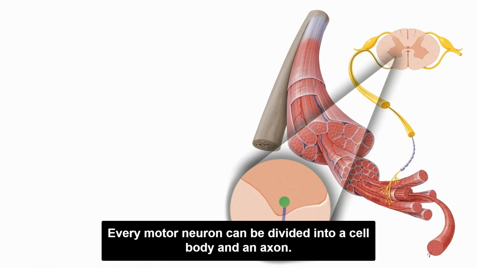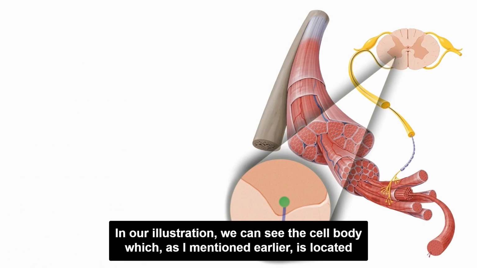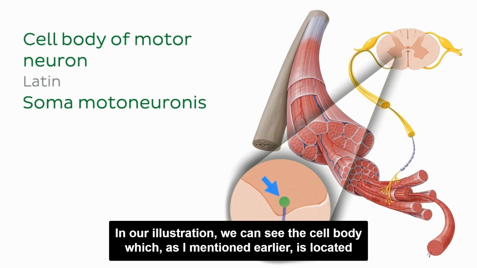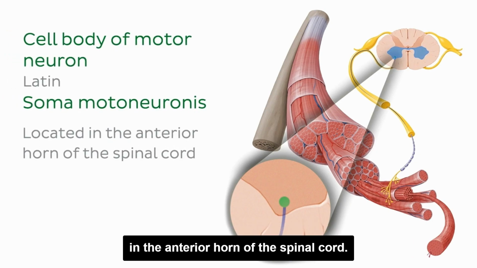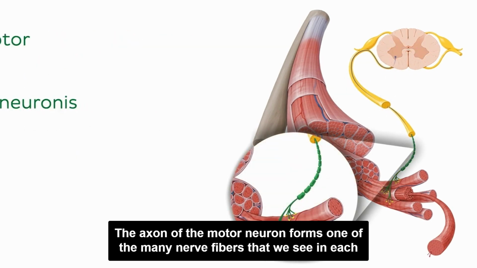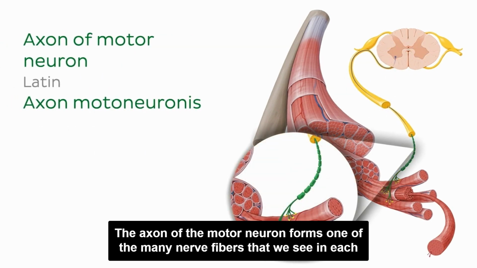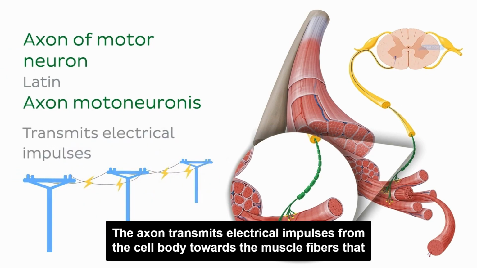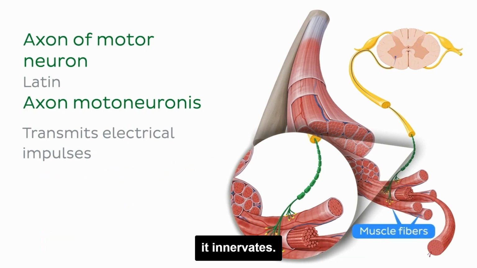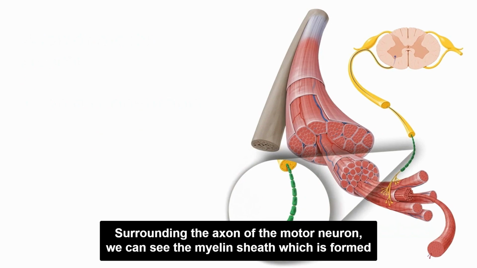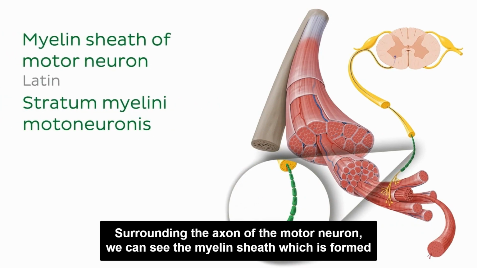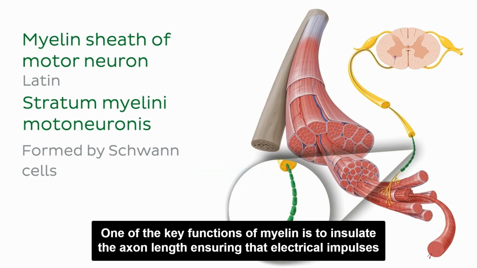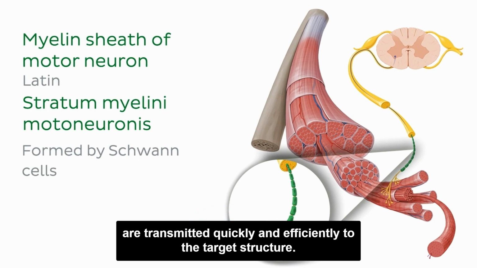Every motor neuron can be divided into a cell body and an axon. In our illustration, we can see the cell body, which, as I mentioned earlier, is located in the anterior horn of the spinal cord. The axon of the motor neuron forms one of the many nerve fibers that we see in each nerve fascicle. The axon transmits electrical impulses from the cell body towards the muscle fibers that it innervates. Surrounding the axon of the motor neuron, we can see the myelin sheath, which is formed by Schwann cells. One of the key functions of myelin is to insulate the axon length, ensuring that electrical impulses are transmitted quickly and efficiently to the target structure.